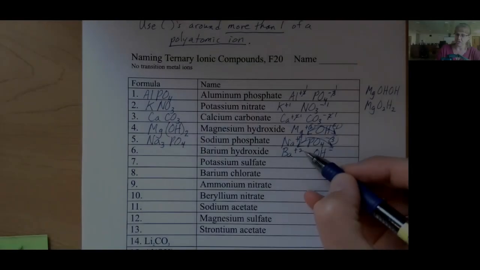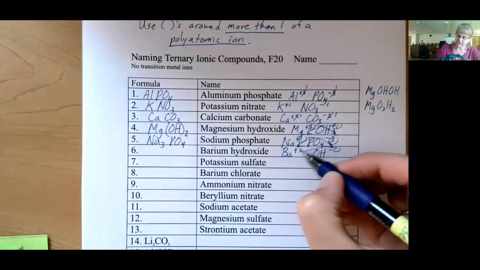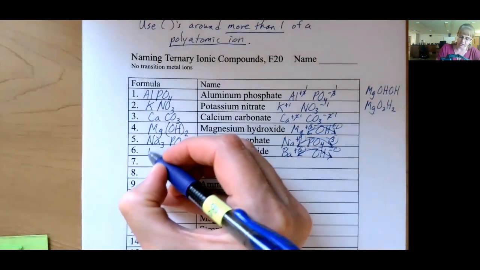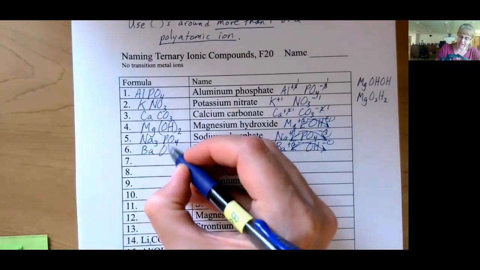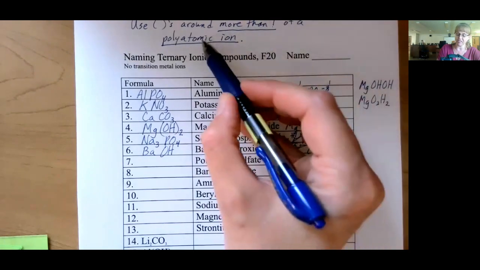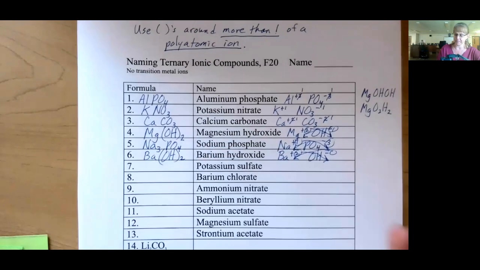Barium has a positive 2, hydroxide has a negative 1. So the 1 after the hydroxide goes here, and the 2 from the barium goes here. So we copy down barium, we just need 1. We copy down hydroxide, we need 2 of them. Ooh, we need 2 of this polyatomic hydroxide, so don't forget the parentheses.